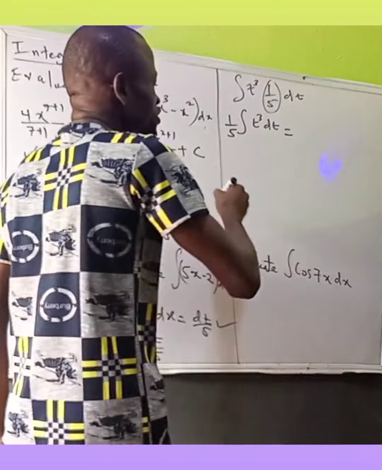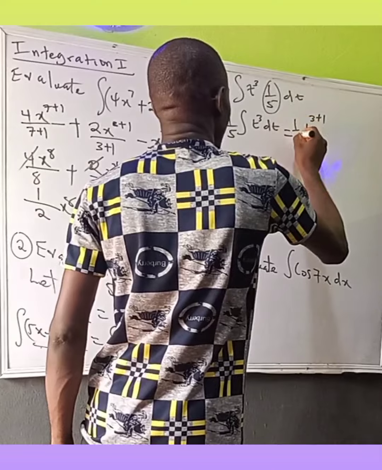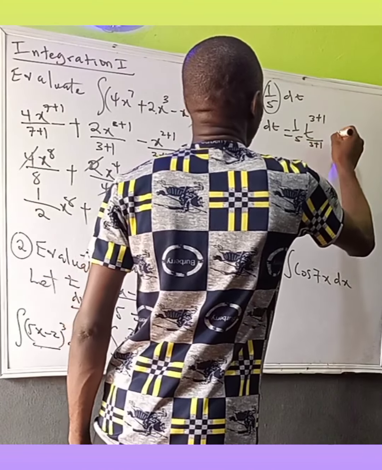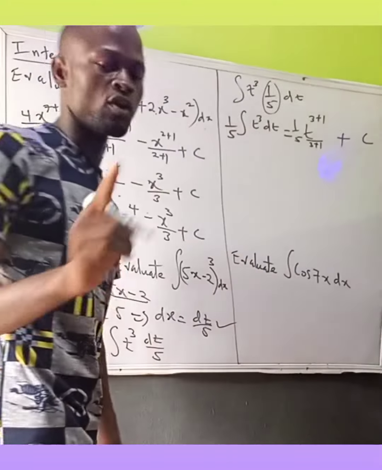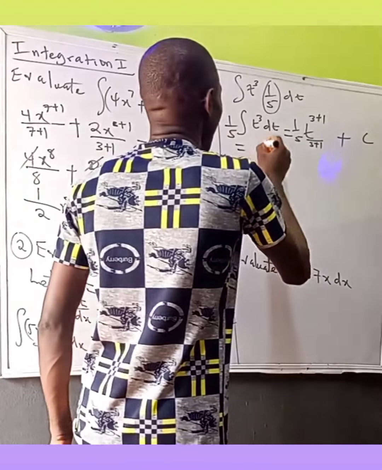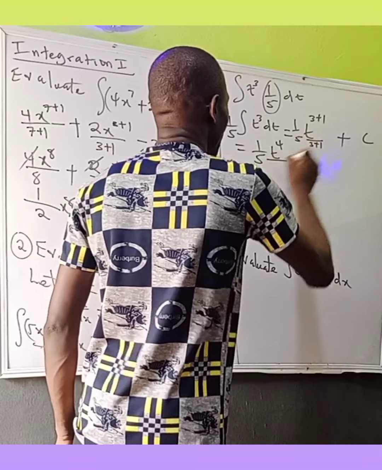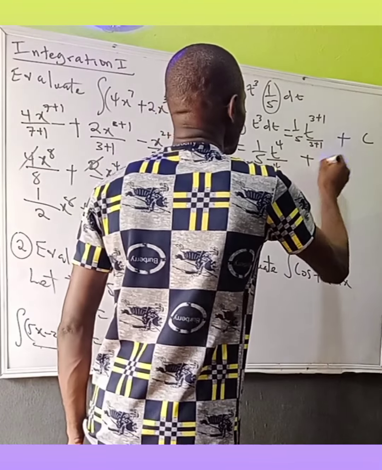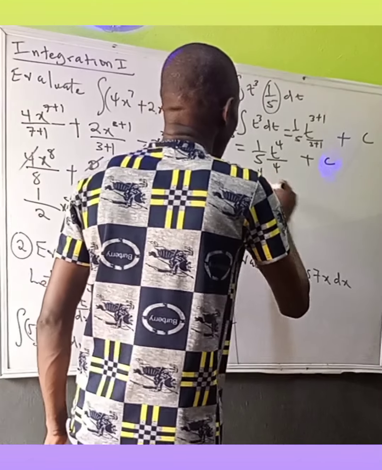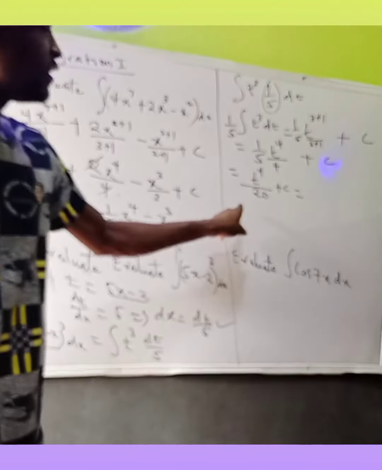So if we integrate t raised to power 3, we are going to have t raised to power 3 plus 1, and we still write our 1 over 5, divided by 3 plus 1, then plus c. And c is the constant of integration. By so doing, we're going to have 1 over 5, t raised to power 4 over 4, 3 plus 1 is 4, then plus c. So we have t raised to power 4 over 5 times 4, which is 20, plus c. But this is not the answer yet.